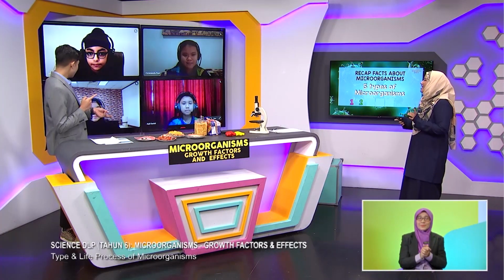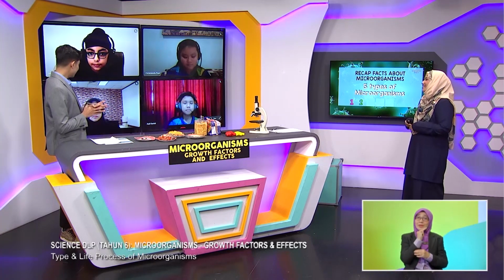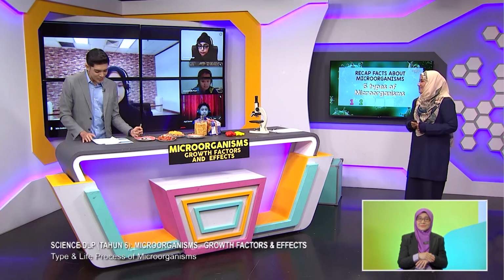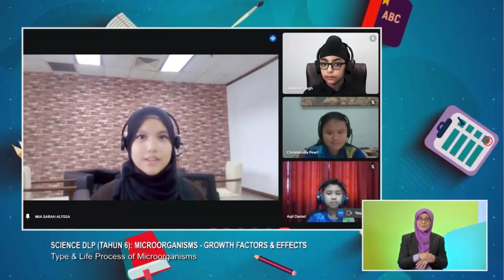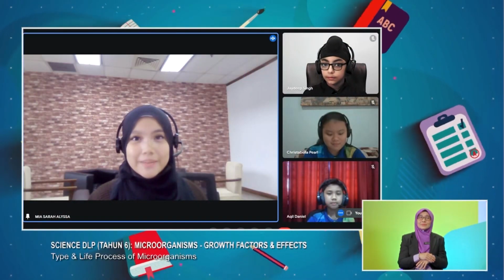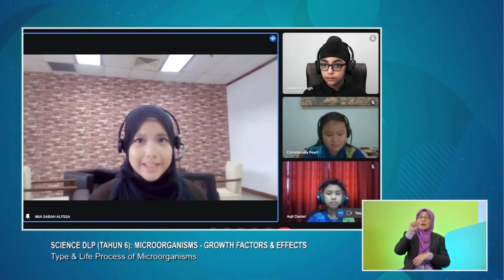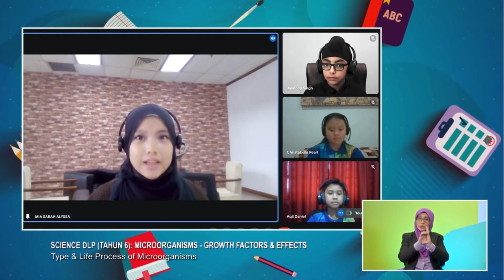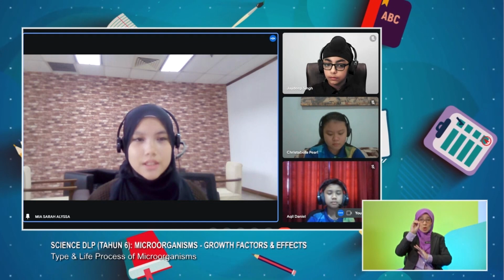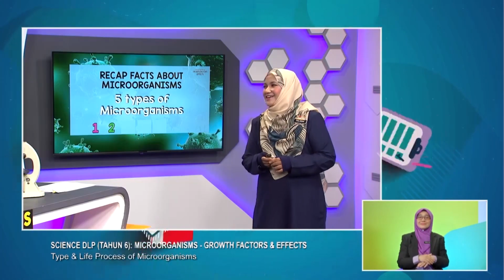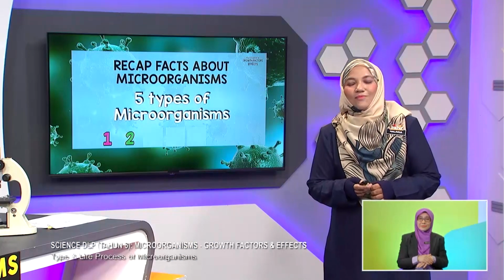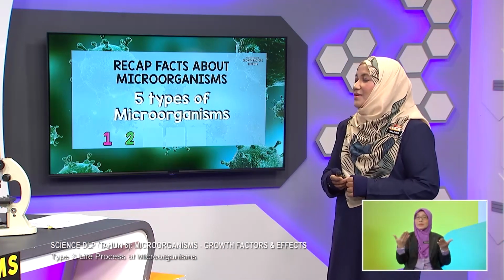I need someone else to try. Okay, between Mia and Akil, can I have Mia, please? Tell us about the next type of microorganism. Let's go, Mia. The third microorganism is algae. Algae can produce their own food like plants. Examples of algae are chlorella, chlamydomonas, and volvox. Thank you, Mia.